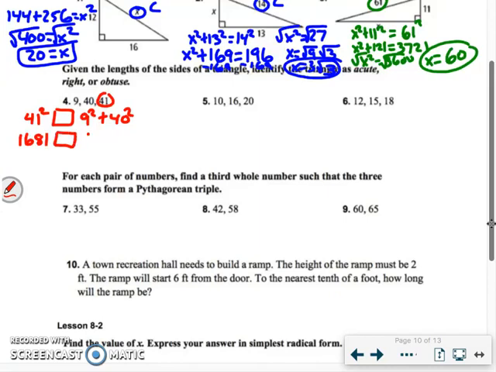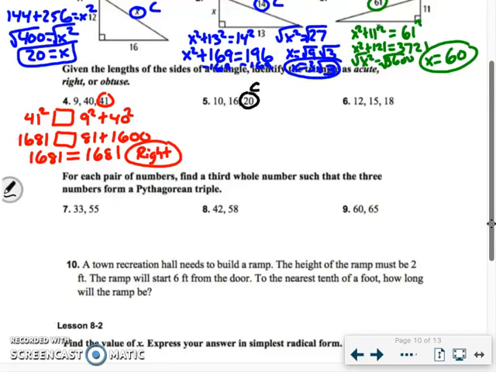We're going to compare that to 81 plus 1600, squaring those two numbers. Okay? So what's going to happen this time is we're going to get a 1681 on the left, a 1681 on the right, so I would put an equal sign to replace my box there. Which means if I'm putting an equal sign, I have a right triangle. If they're equal to each other, they are right.